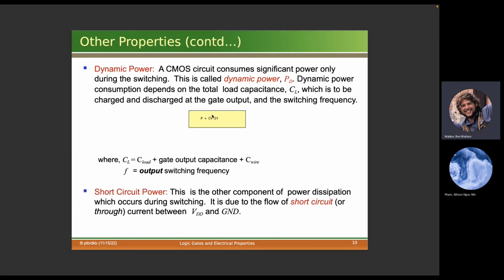But there's dynamic power, which is often called the switching power, and it's related to the capacitance of these gates. When we switch between a logic 0 and a logic 1, we have to charge and discharge all the capacitances in the circuit, and that costs energy.